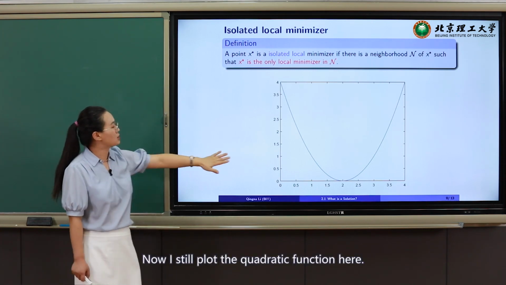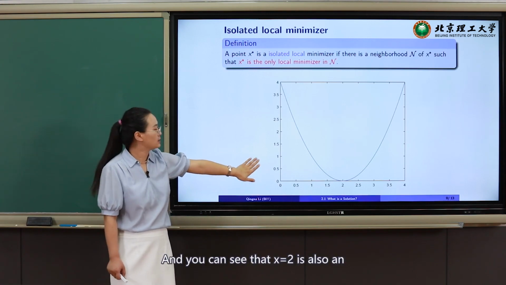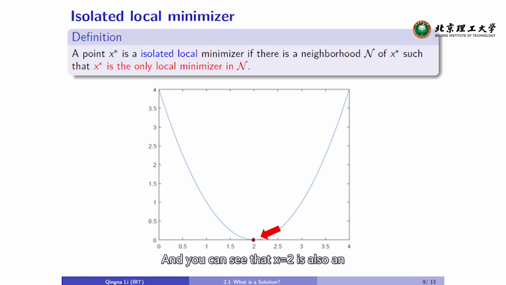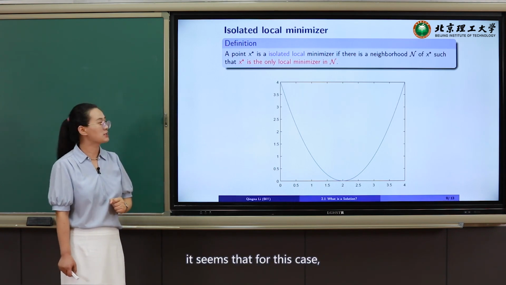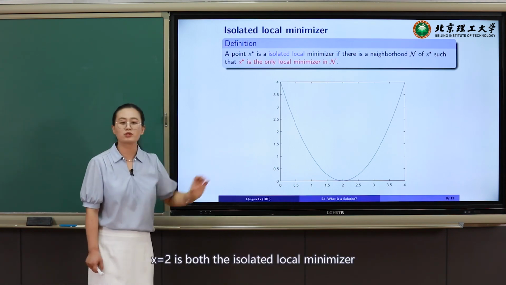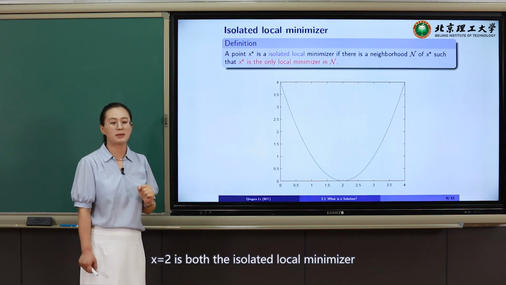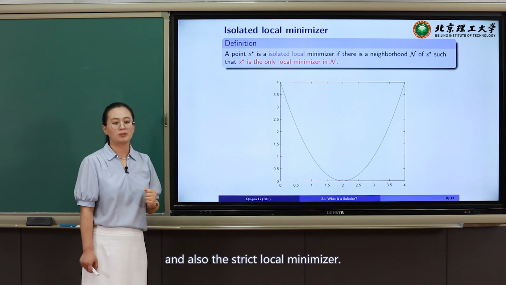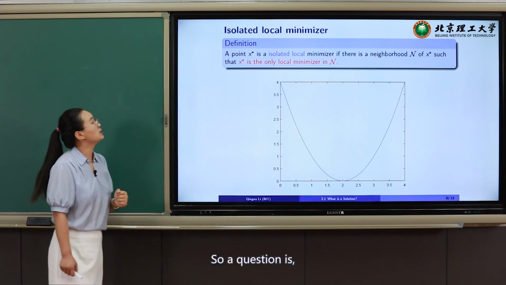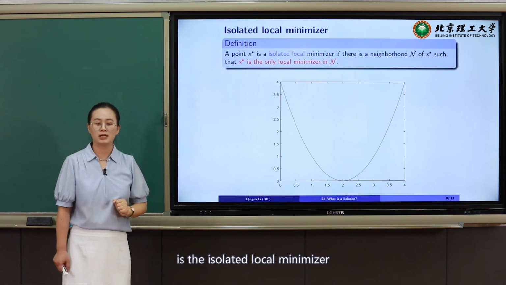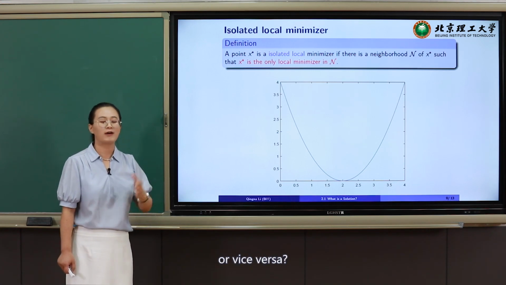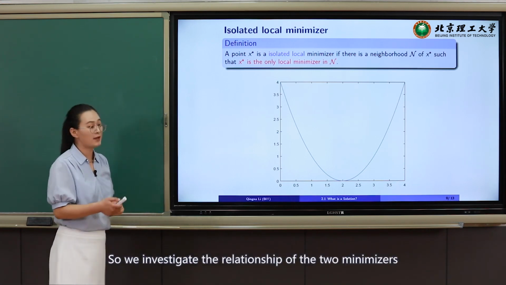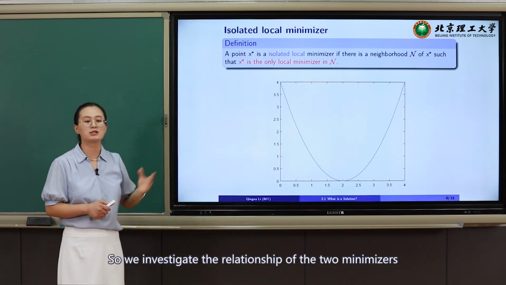Now, I still plot the quadratic function here, and you can see that x equals 2 is also an isolated local minimizer. So compared to the strict local minimizer, it seems that for this case, x equals 2 is both the isolated local minimizer and also the strict local minimizer. So a question is: must the isolated local minimizer be the strict local minimizer, or vice versa? We investigate the relationship of the two minimizers in the following.